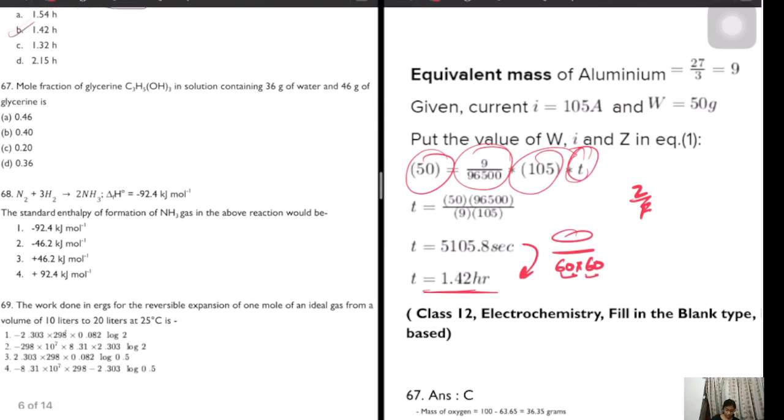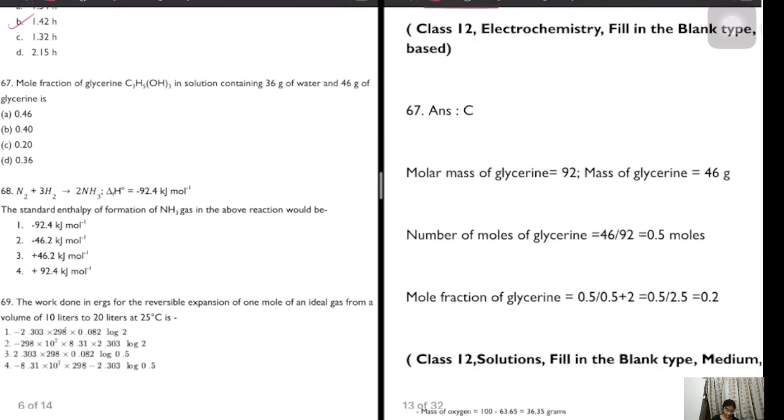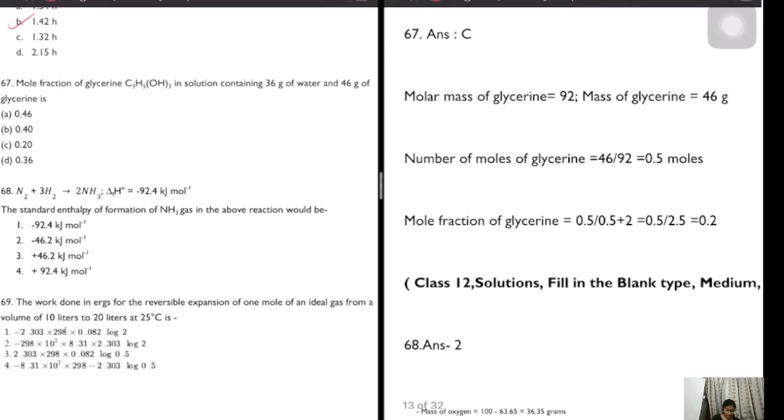So the next question now says: mole fraction of glycerine in the solution containing 36 gram of water and 46 gram of glycerine is. We have to find the mole fraction. So how will we do it? That is moles of glycerine upon total moles. Let's find the moles and divide them.